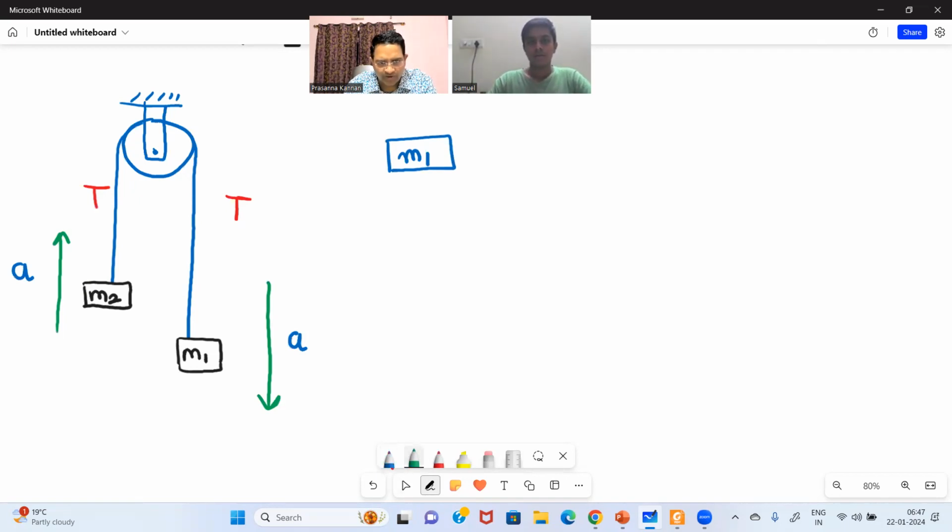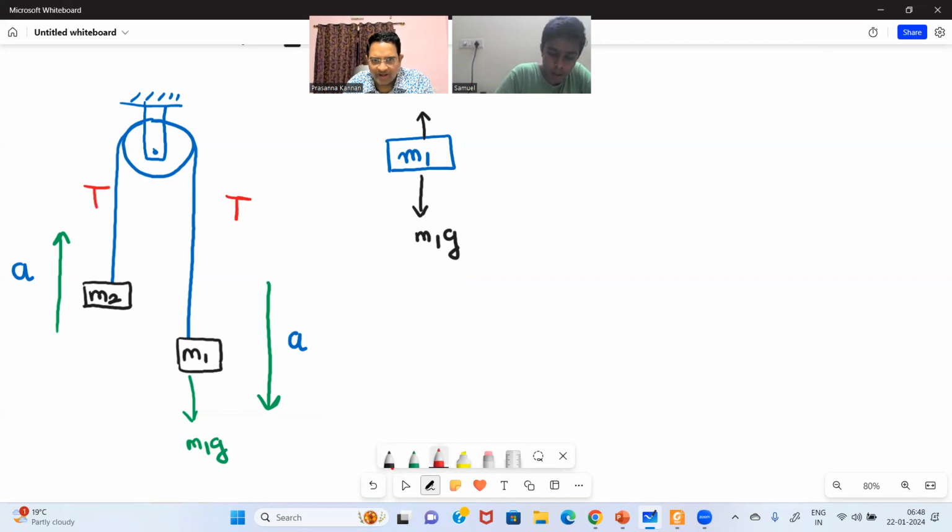So can you tell me what are the forces acting on this body? M1g and T. Yes, very good. I'm just drawing it separately. So when I say free body diagram, it means you're forgetting all the other setups. You are just going to draw that body and its forces. That's called a free body diagram.